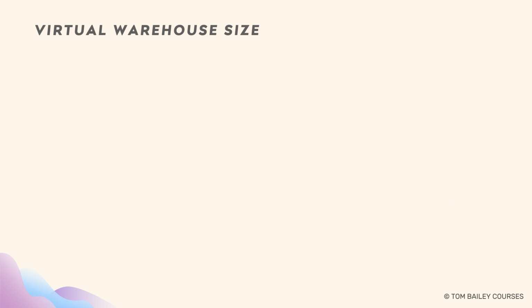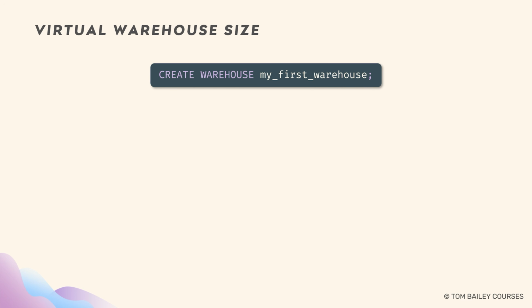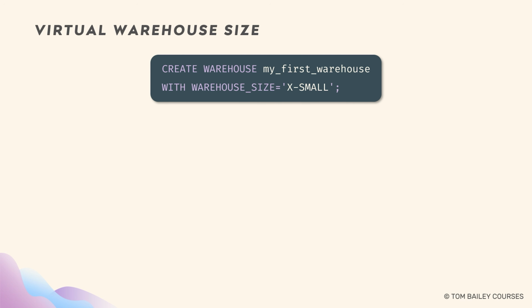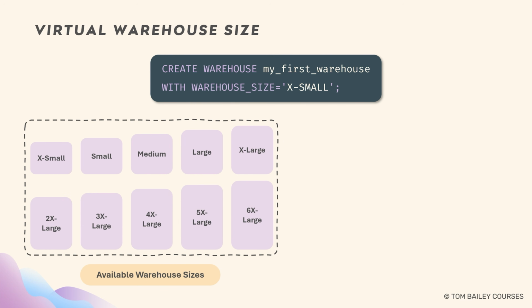Okay, there are two important concepts to be aware of. The first is the virtual warehouse size. That create warehouse statement used the default warehouse size, which is extra small, the smallest size a warehouse can be. We can explicitly set the size parameter like this. Snowflake has 10 t-shirt sizes.